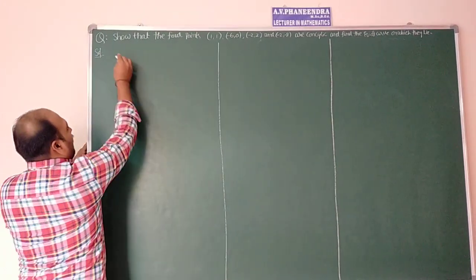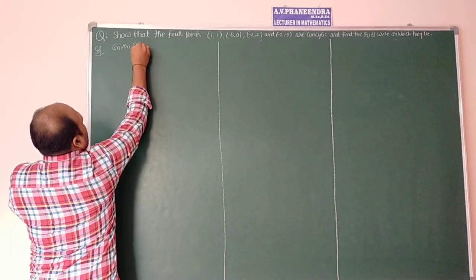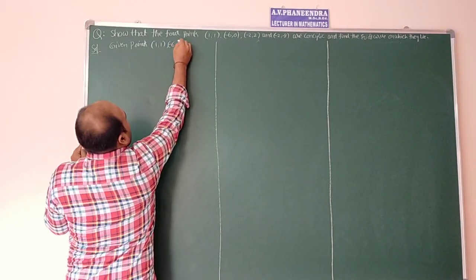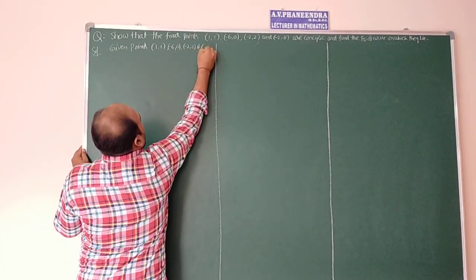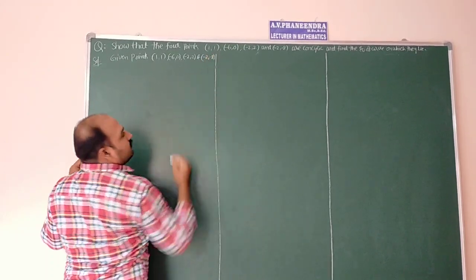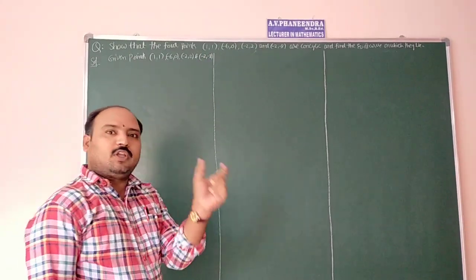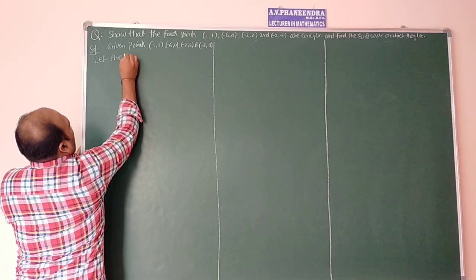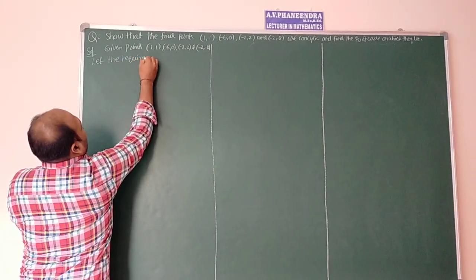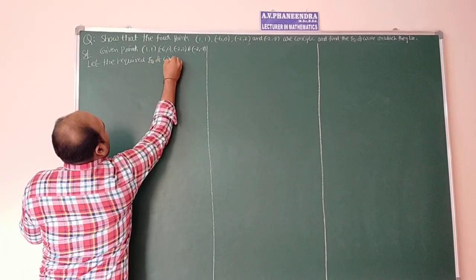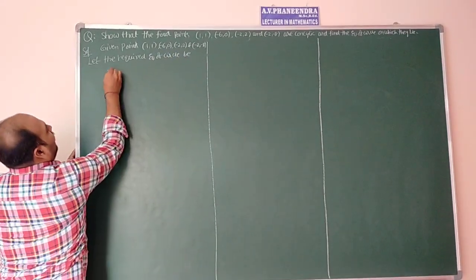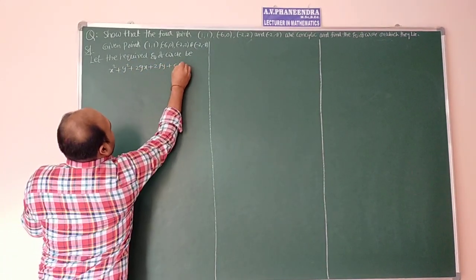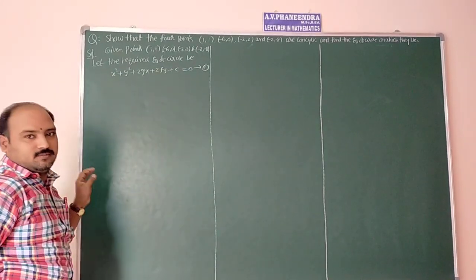So first, the given points we will write. Given points: (1, 1), (-6, 0), (-2, 2) and (-2, -8). After that, let the required equation of circle be x square plus y square plus 2gx plus 2fy plus c equal to 0. Put that equation number 1.